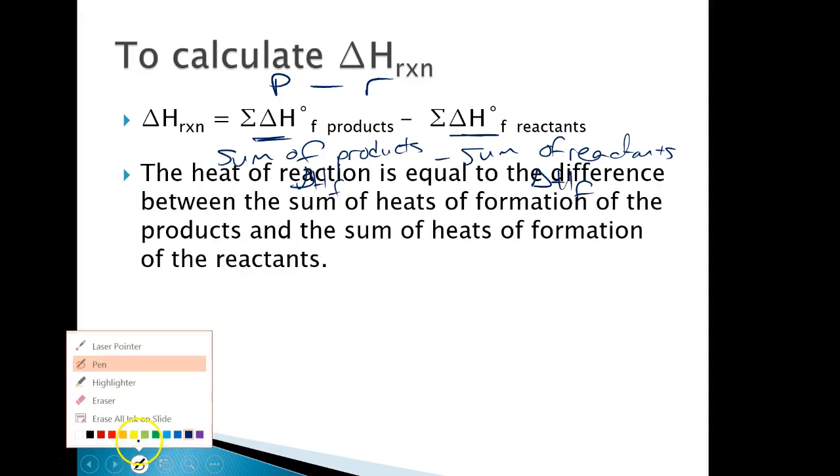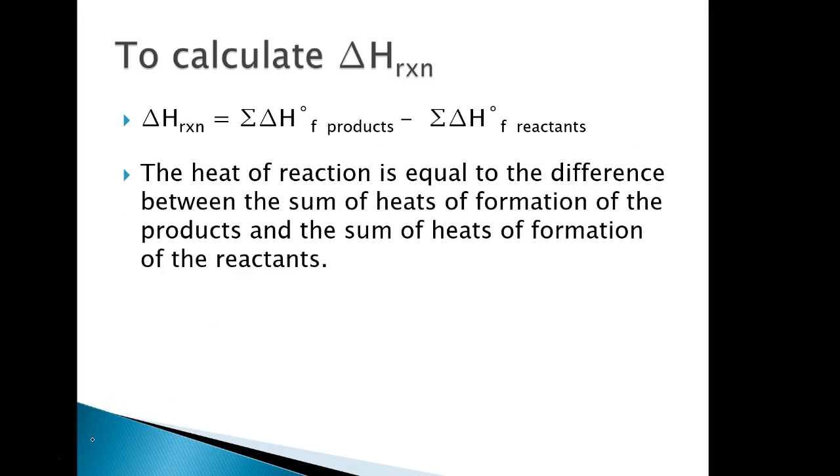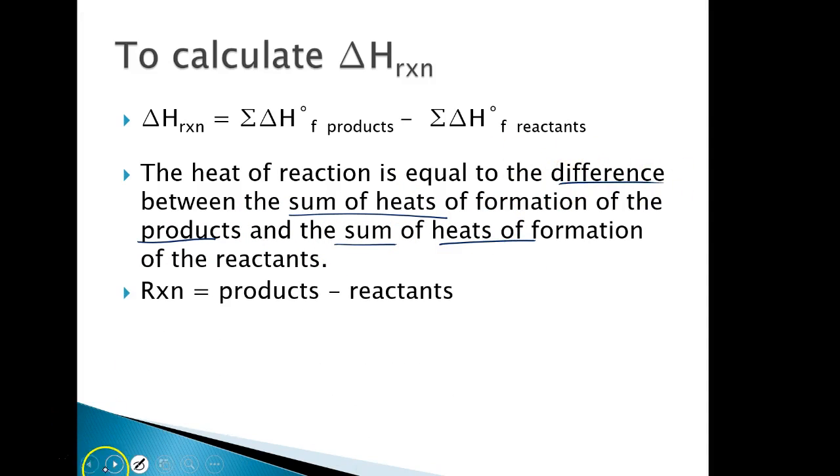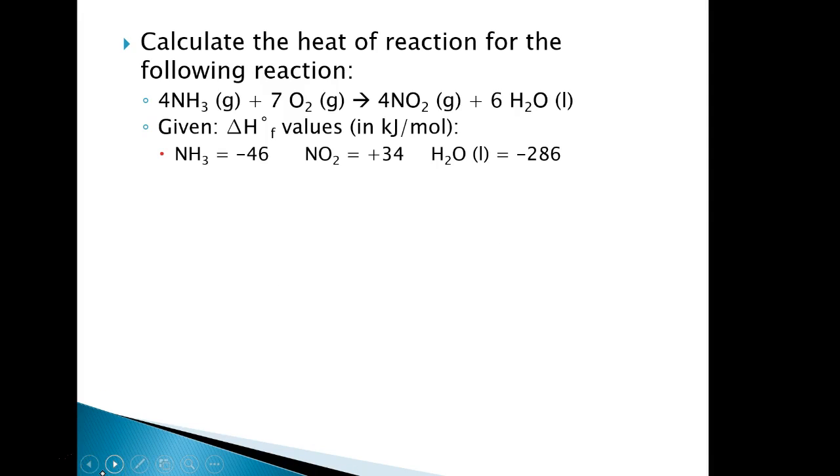So the heat of reaction is equal to the difference between the sum of the heats of formation of the products minus the sum of the heats of formation. That's what difference means, of the reactants. Products minus reactants. So I'm going to give you these numbers, and I'm going to show you how to calculate it. So the heat of the reaction is the products minus the reactants. So I'm going to do them individually.